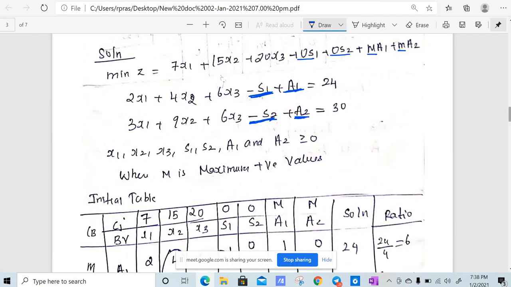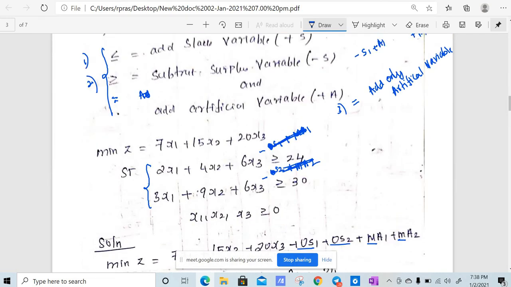So here we have two constraints. For two constraints, what we need to do is add one slack variable, or rather subtract one slack variable, and add one artificial variable to change this greater than or equal to into an equality. Similarly, I am subtracting one slack variable and adding one artificial variable to make this equal to 30.